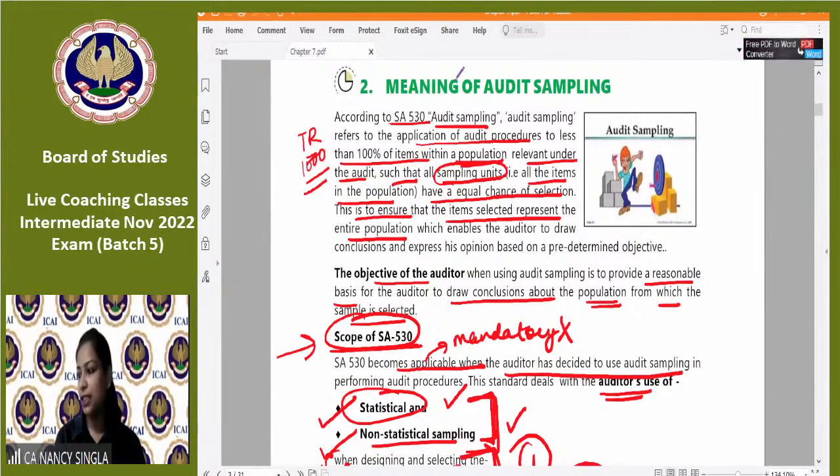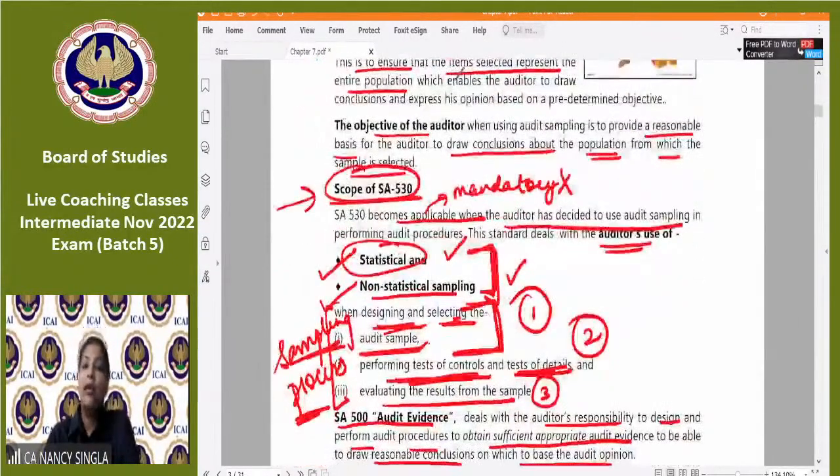So I hope the voice is clear now, students. Is it clear?